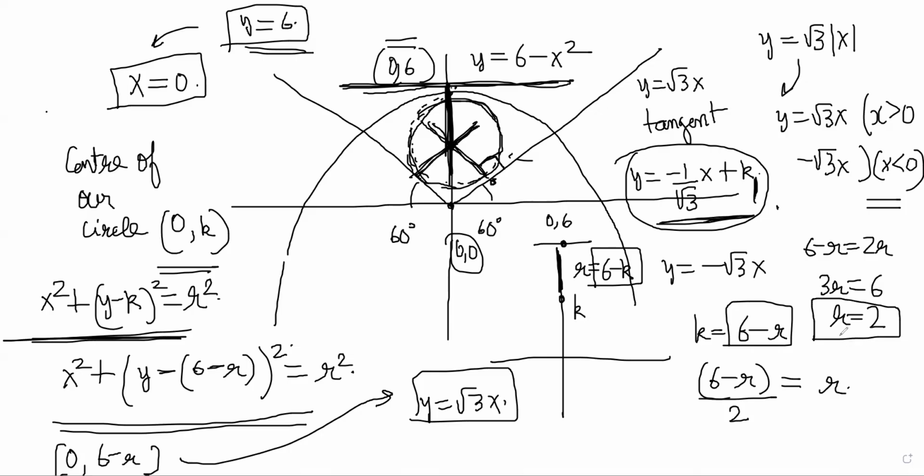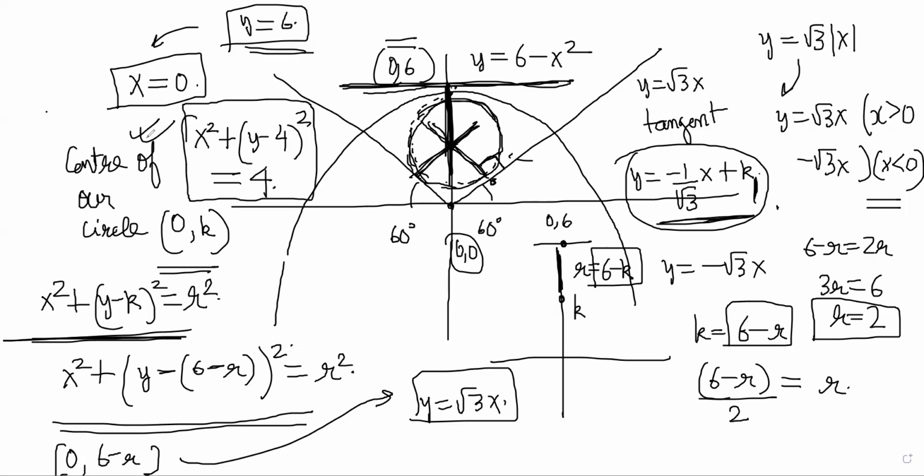So r is equal to 2 is coming, and the equation of the circle becomes x squared plus (y minus 4) whole squared is equal to 4. That is the equation of my circle. And now you can verify which point lies on the circle. So this was a slightly more complicated question.